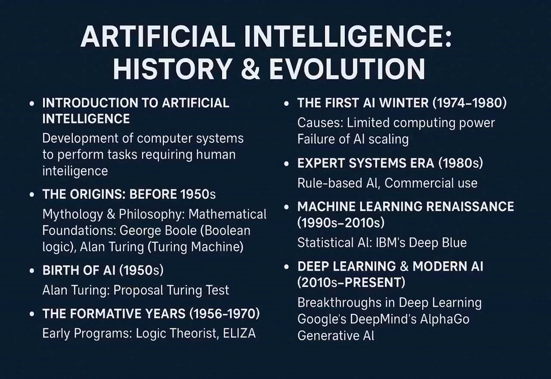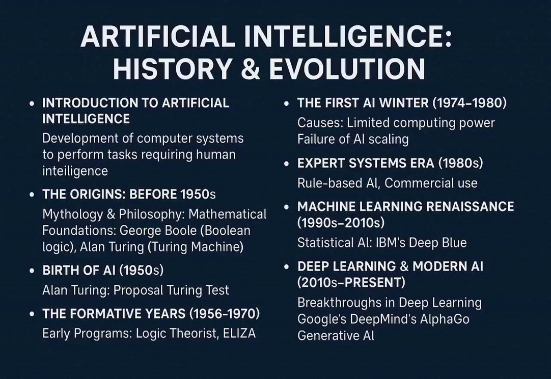7. Machine Learning Renaissance, 1990s-2010s. Statistical AI. Shift from symbolic AI to data-driven approaches. Rise of machine learning, Bayesian networks, and support vector machines. Milestones. IBM's Deep Blue defeats world chess champion Garry Kasparov, 1997. Emergence of natural language processing, speech recognition, and computer vision technologies.